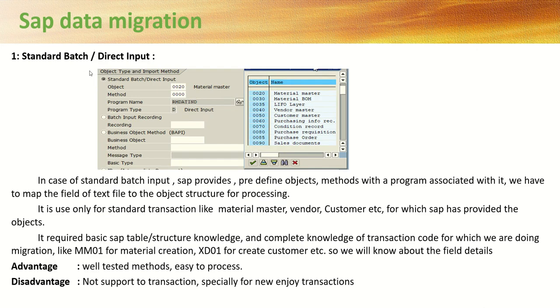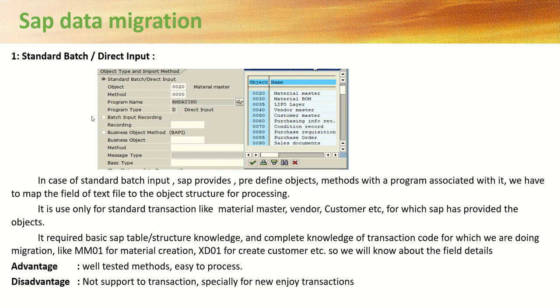What is the standard batch or direct input method? In case of the standard batch input method, SAP has provided predefined objects and methods. As you can see here, there is an object called Material Master, and with every object, some program name is attached along with the method. We have to select the proper object and the method for the processing. Like here, you can see for the Material Master, the object is 0020. For Material BOM, it is 0030. Like this, we have to select the proper object using the F4 help.